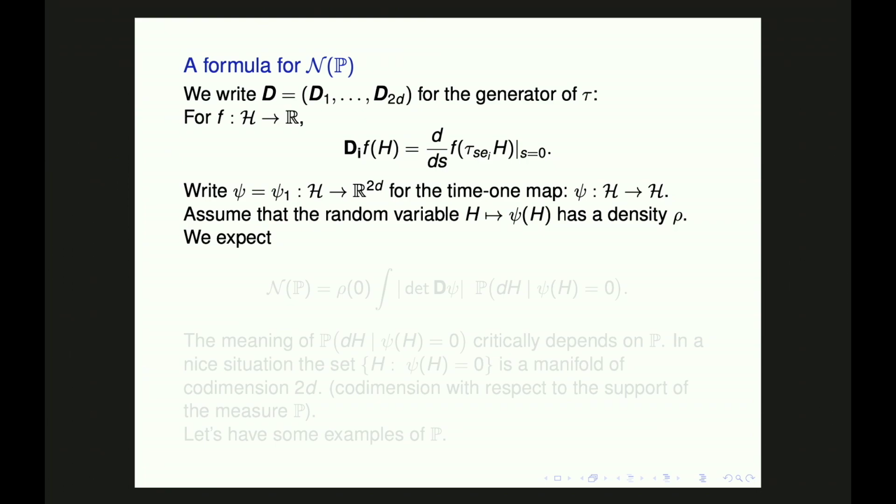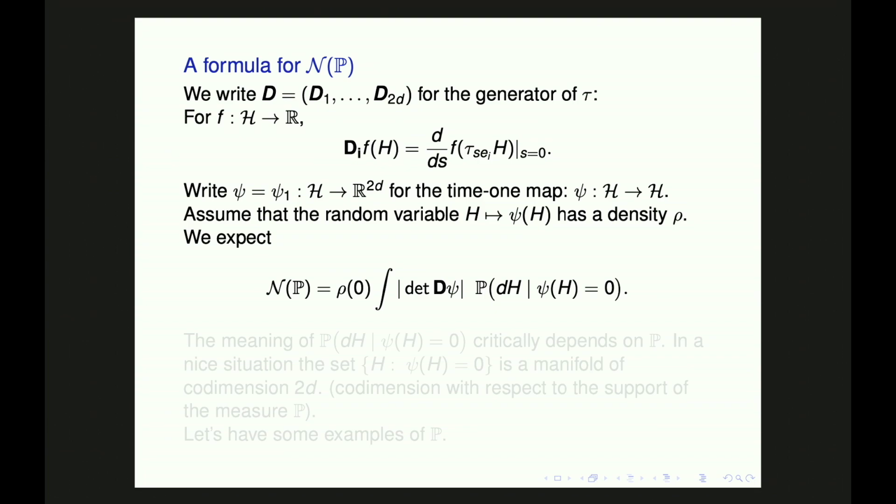Then, with some back-of-the-envelope calculation, you arrive at the following formula. This NP would be more or less a constant times the average of the determinant of the derivative, this operator that I found for the generator, conditioned on psi of h being 0.